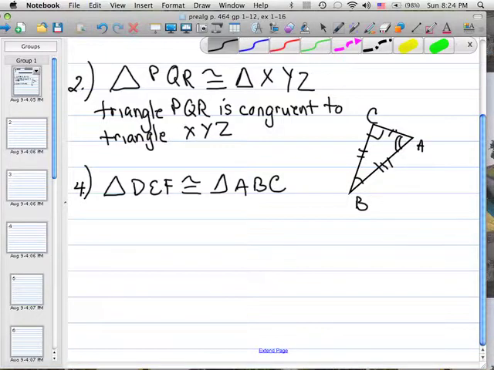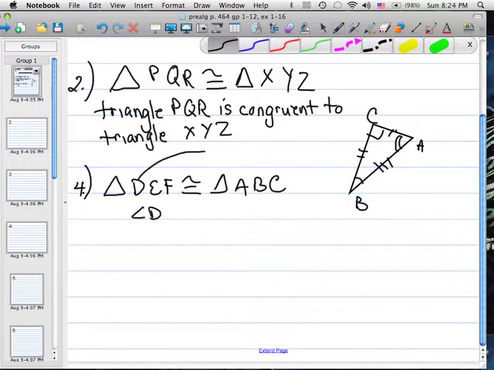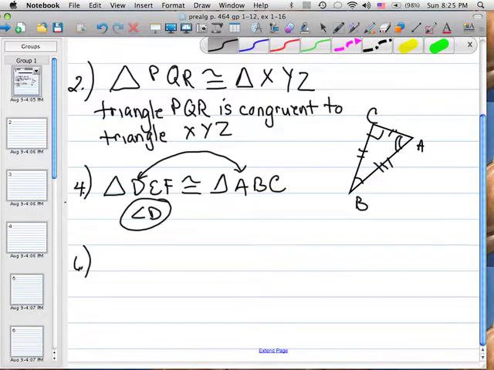Like angle A, it would have to be angle D, because angle D is in the same place as angle A.